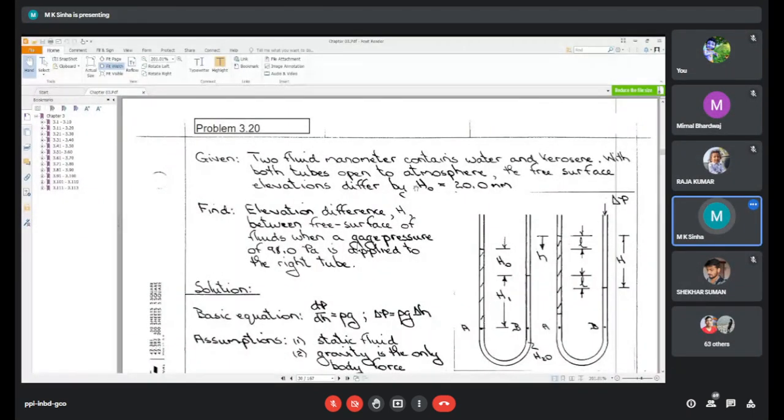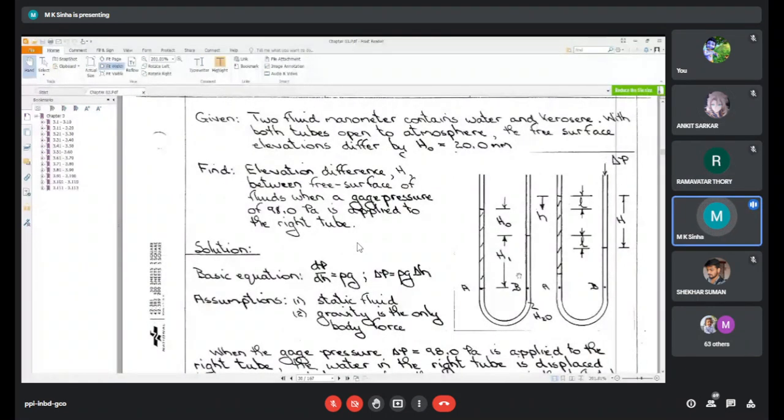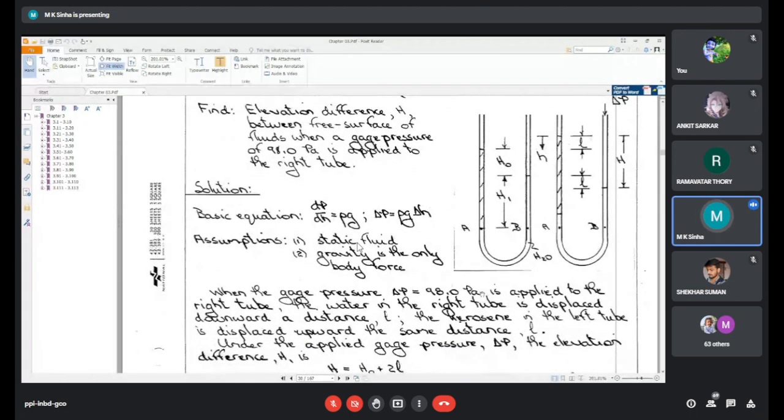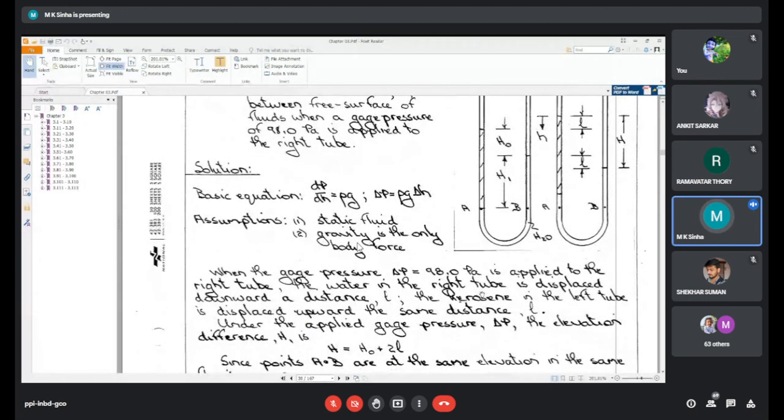Yes, is it visible? Yes, sir. In the left side is the first figure, as given in the question. Then on the right side we apply the pressure, 98 Pascal, that is the del P being applied. Then the situation has changed, as marked in the right side figure. So del P is rho g h, with the assumption of static fluid, and gravity is the only body force.